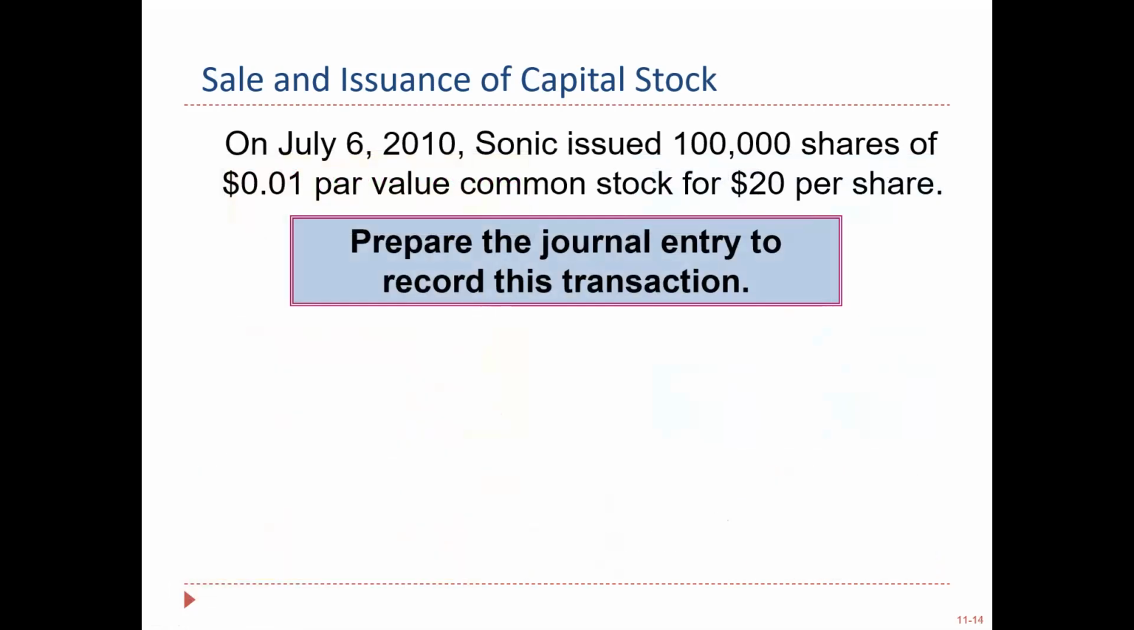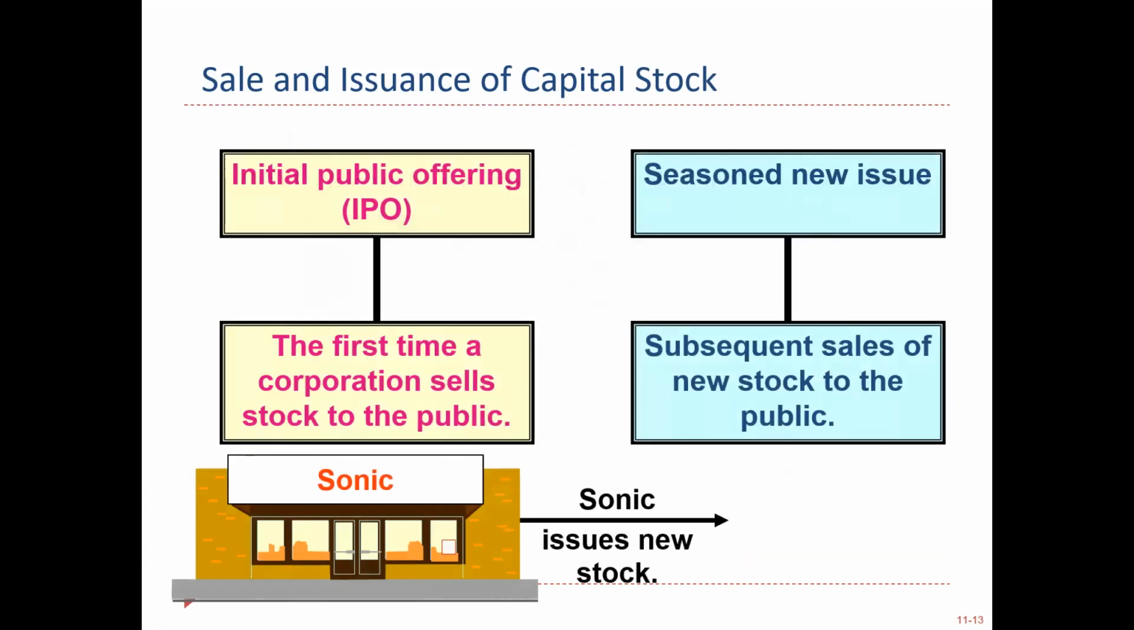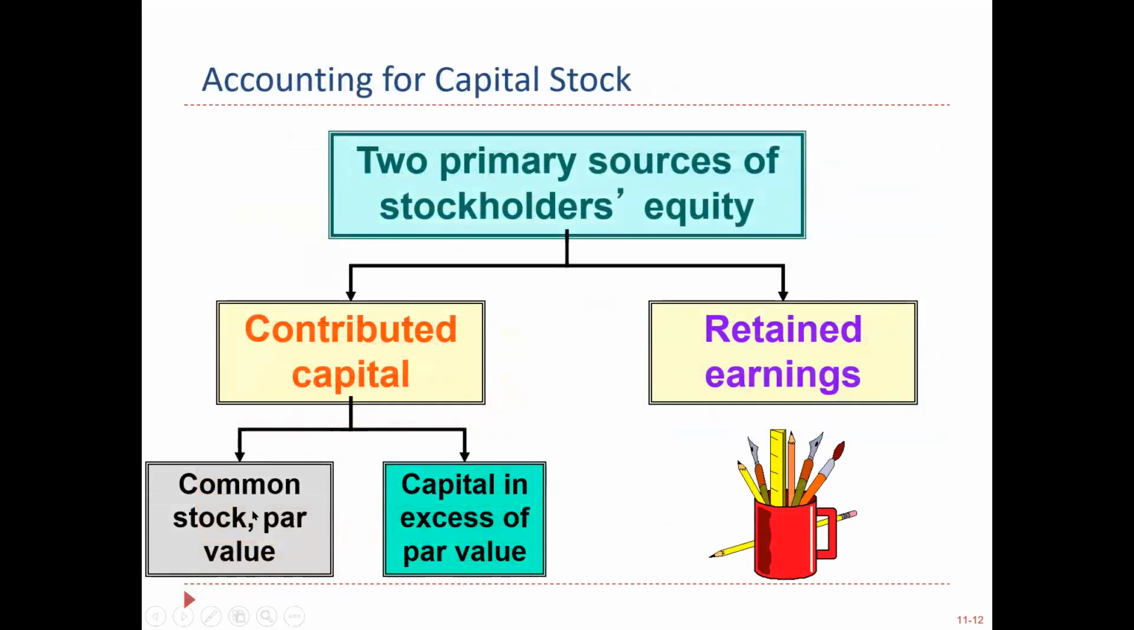All right, let's see what happens here. Let's go through some journal entries. Sonic issued 100,000 shares of 1 cent par value common stock for $20 a share. Do we care about that 0.01, that penny per share? No, it has nothing to do with analyzing the investment. What we should know, though, is we're going to take 100,000 times 0.01, and that's going to be the common stock portion of our contributed capital.